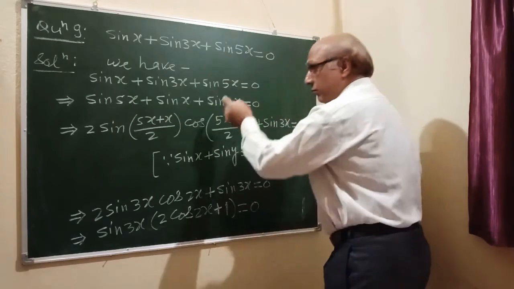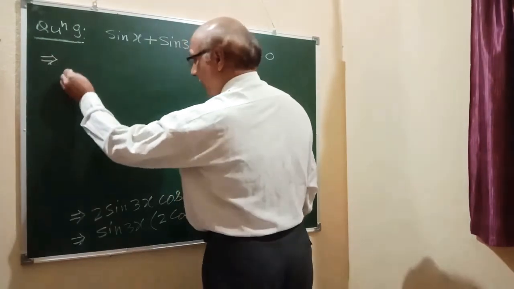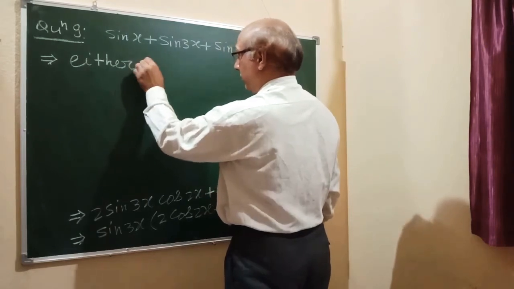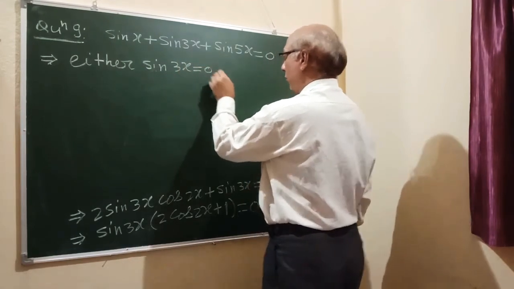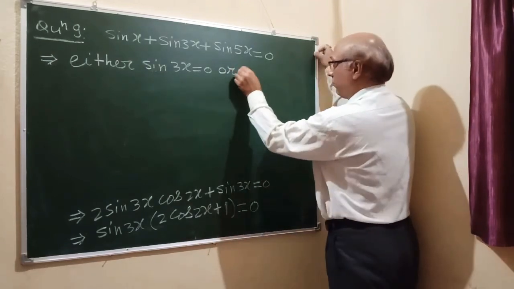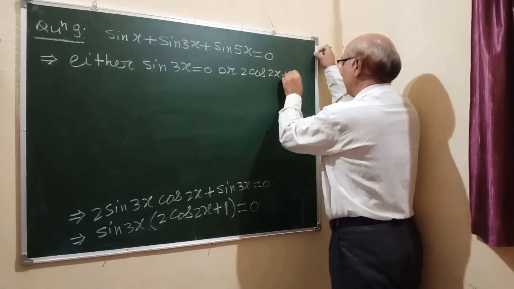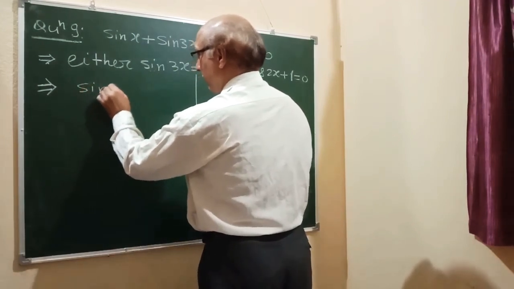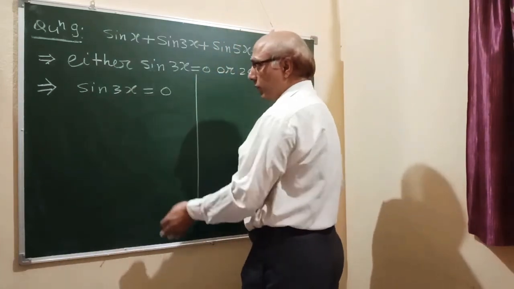Moving to the next step, this implies that either sin 3x is equal to 0 or 2 cos 2x plus 1 equal to 0. Sin 3x equal to 0, and first we solve this.